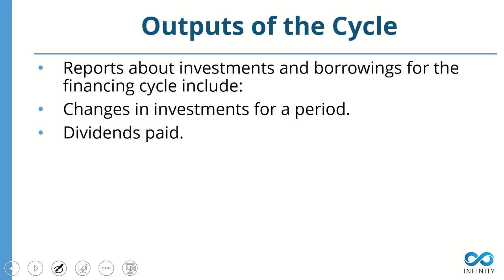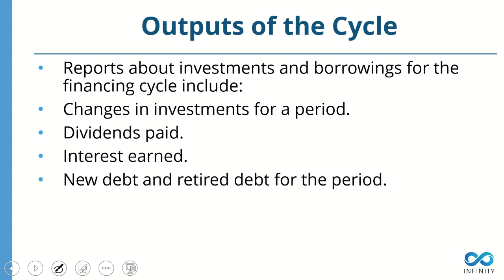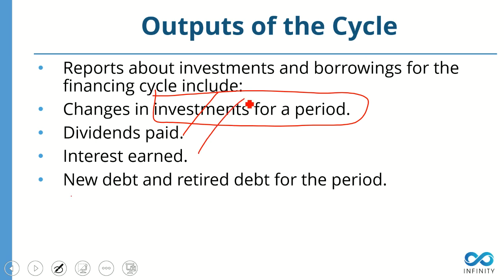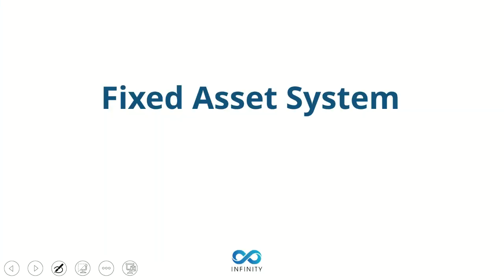Also report about investments and borrowing for the financial cycle, including changes in investment for the period: how much investment the company made during the period, how much dividends were paid, how much interest was earned, and new debt and retired debt for the period. All this information you can get from AIS.